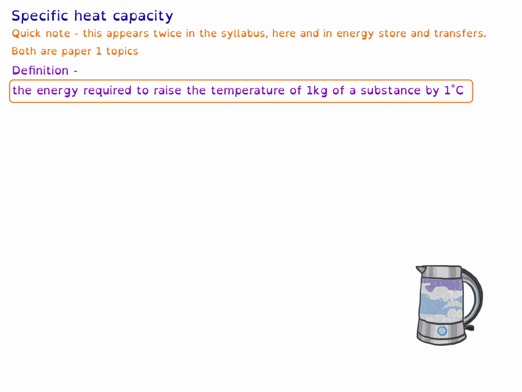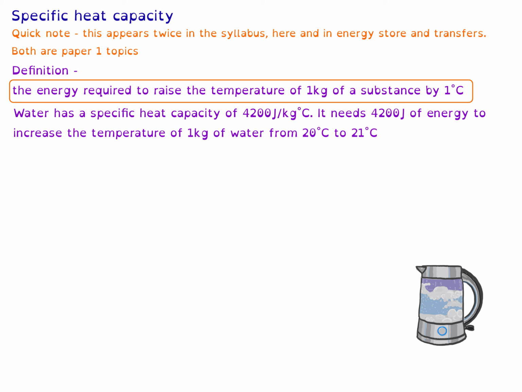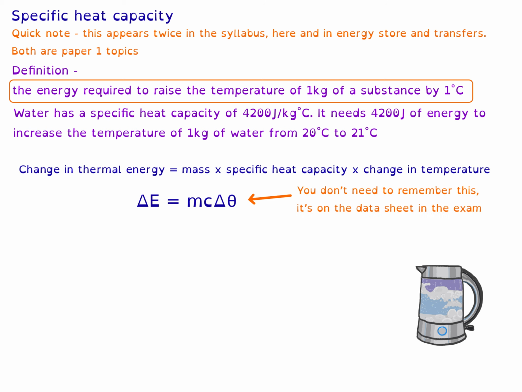The definition for specific heat capacity is the energy required to raise the temperature of 1 kilogram of a substance by 1 degree C. Water has a specific heat capacity of 4,200 joules per kilogram degrees C. This means it needs 4,200 joules of energy to increase the temperature of 1 kilogram of water from 20 to 21 degrees Celsius, an increase of 1 degree C. To calculate it, the formula is change in thermal energy, ΔE, equals mass, m, times specific heat capacity, c, times the change in temperature, Δθ. And again, you don't need to remember this, it's on the datasheet.